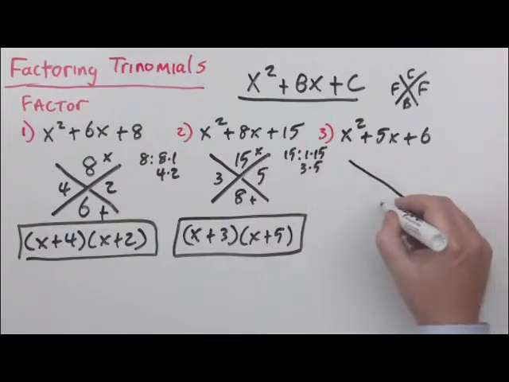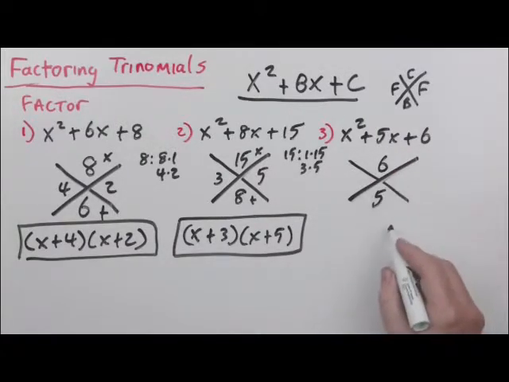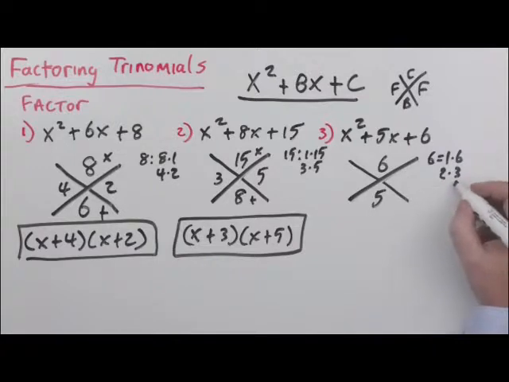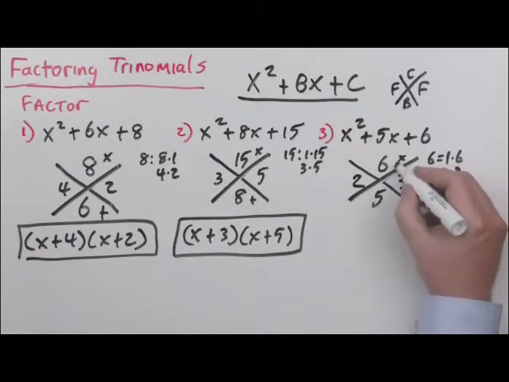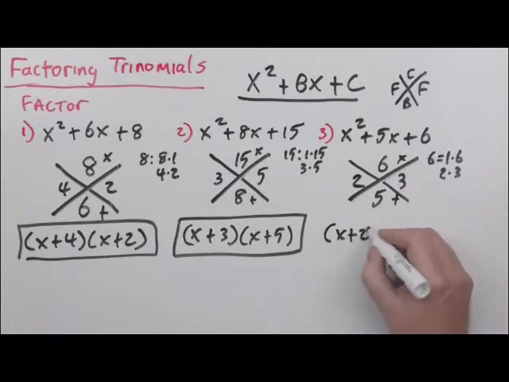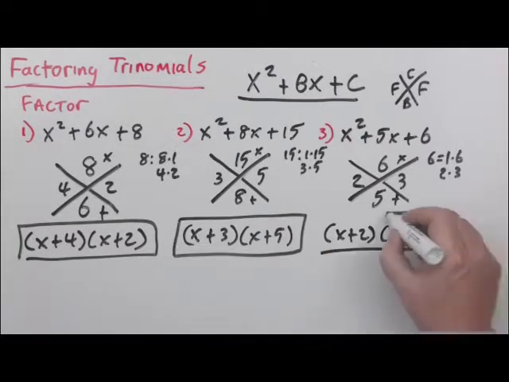So my x factor again here, the 6 would go on top and the 5 would go on bottom. What multiplies to 6 and adds to 5? Let's start thinking about what multiplies to 6: 1 times 6 and 2 times 3. Oh, 2 times 3 adds to 5, so we have our factors. 2 times 3 multiply to 6 and add to 5. So x plus 2 and x plus 3 are my factors. Great.